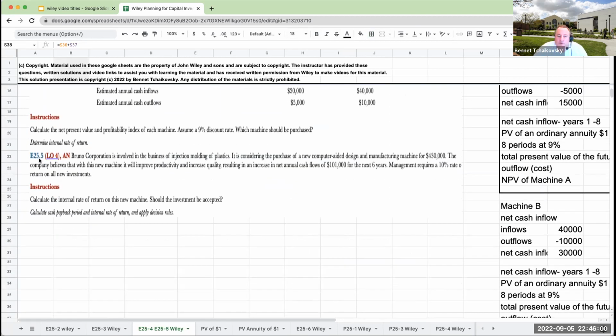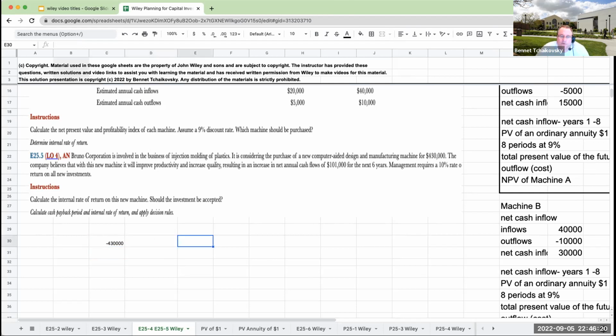Okay, let's go over to exercise 25-5. Bruno Corporation is involved in the business of injection molding of plastics. It's considering the purchase of a new computer-aided design and manufacturing machine for $430,000.